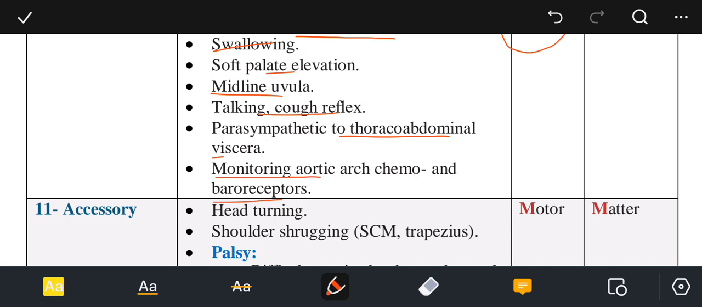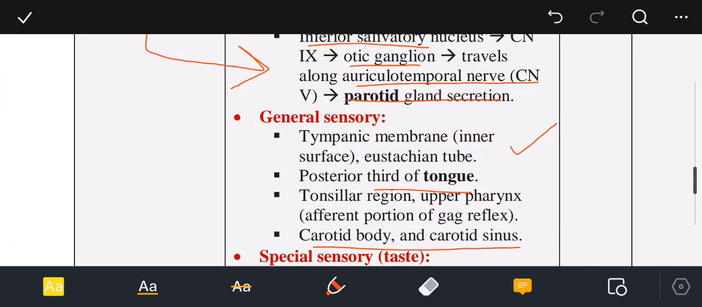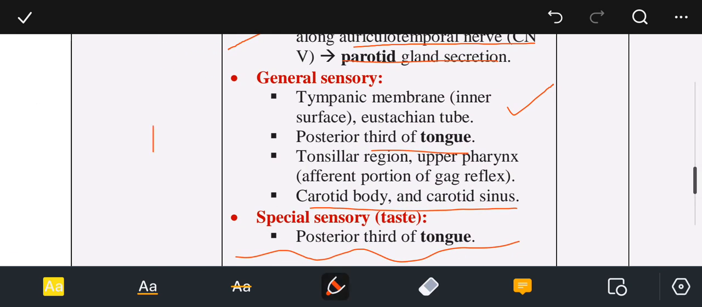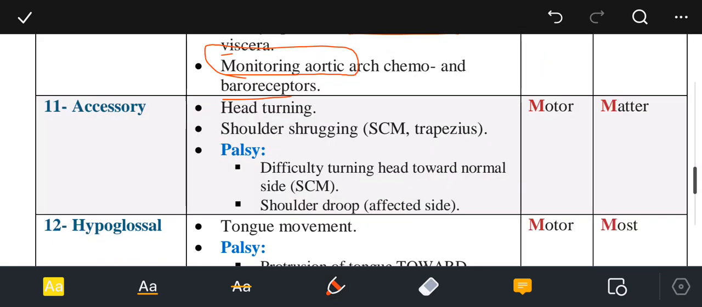So you must remember that they are monitoring the aortic arch receptors, while the glossopharyngeal nerve was for the carotid body and carotid sinus receptors. The next thing is about the accessory cranial nerve, and the accessory cranial nerve helps you turn your head and do shoulder shrugging. The turning of the head is mediated by the sternocleidomastoid muscle, while the trapezius muscle helps in shoulder shrugging, and that is also motor in nature.